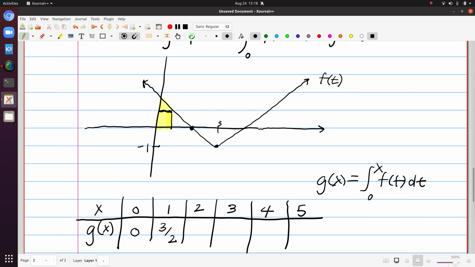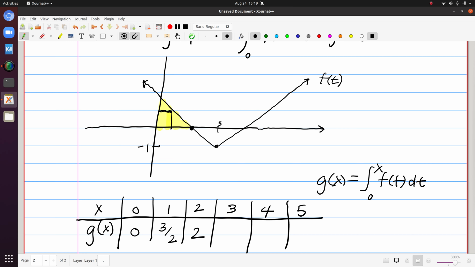Then when I find g of 2, I want to find the area from 0 to 2. So we could either tack on that extra triangle area to what we have before, or recognize that that entire triangle is the area we're looking for. And so the base and height are both 2, and 1/2 of that would leave me with 2. So putting that in there, we get 2.